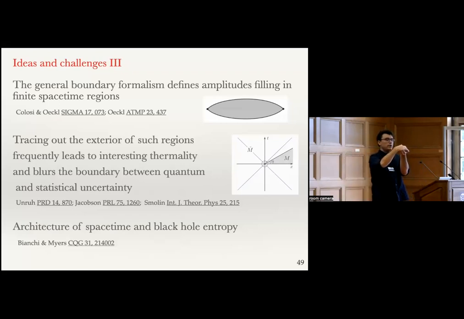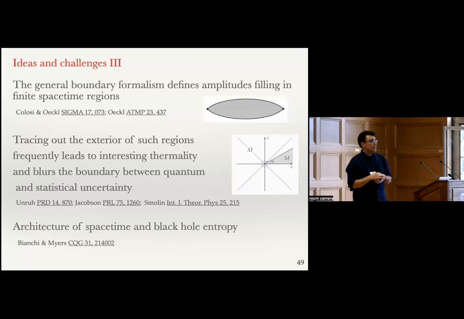If I'm going to focus on a finite region of space-time, I'm going to have to trace out the exterior of that finite region. And by tracing out the exterior, I'm naturally going to arrive in a non-pure state. And so we start to see that thermodynamics sneaks in even in our setup of quantum gravity. There's statistical ignorance about the exterior of the region.